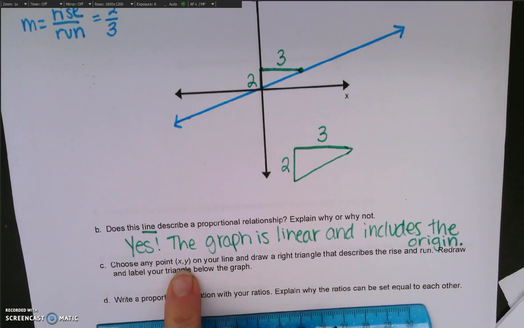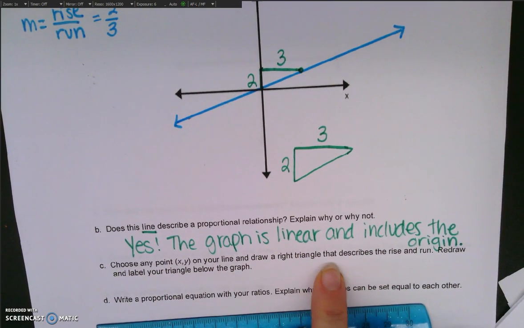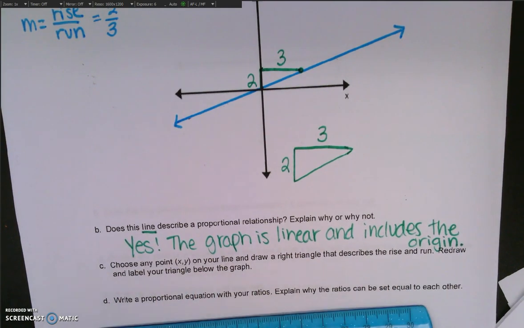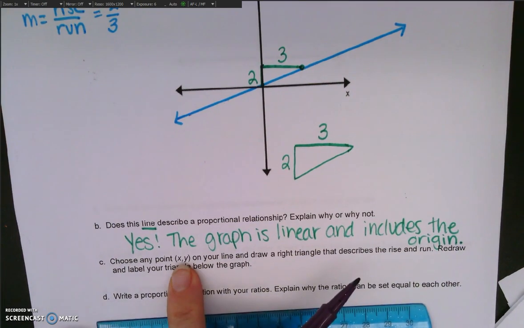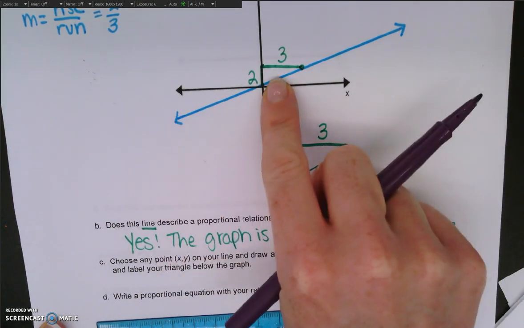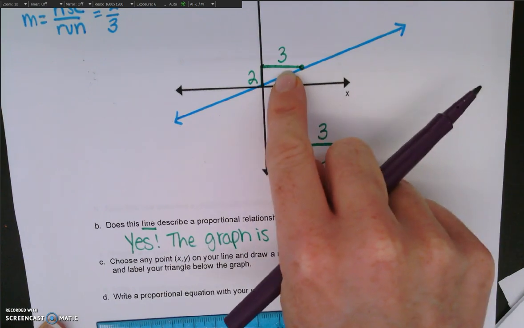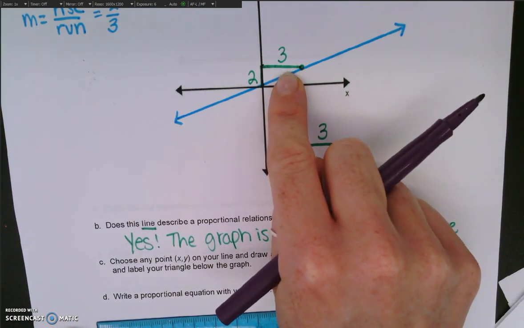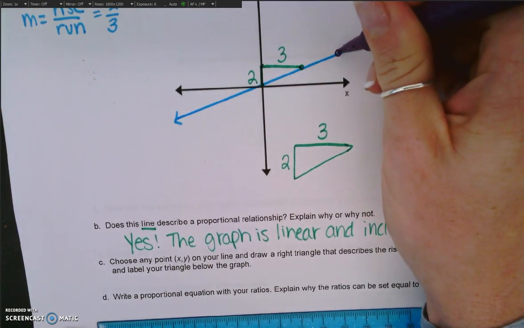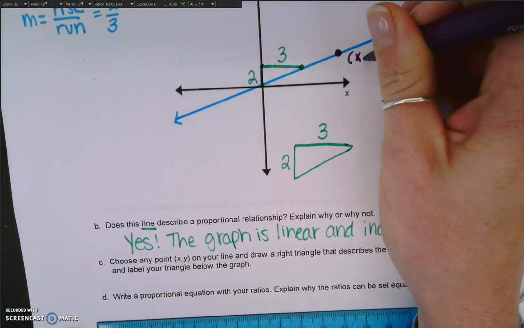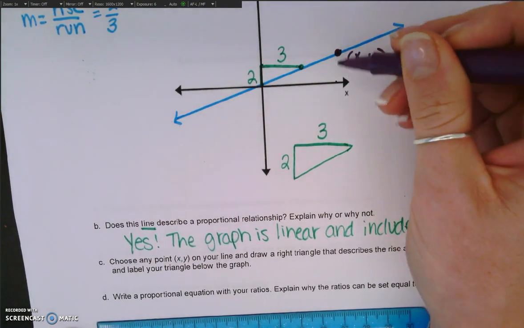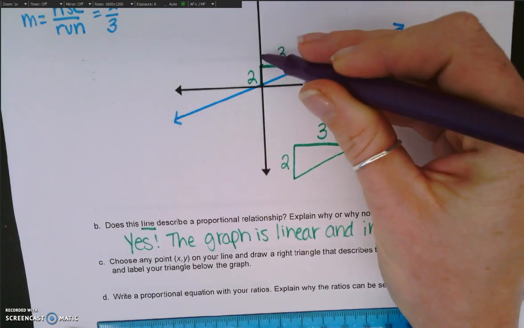Part C says choose any point x, y on your line and draw a right triangle that describes the rise and run. Redraw and label your triangle below the graph. So I need to choose any point x, y on my line. Literally any point x, y on my line. Because I need to do some labels, I'm not going to pick a point that's in between my triangle right here. I don't need my notes to be any messier than they usually are. So let's go right there. And I'm going to label that point x, comma, y. Remember, this point's x, y because of this x value and this y value.